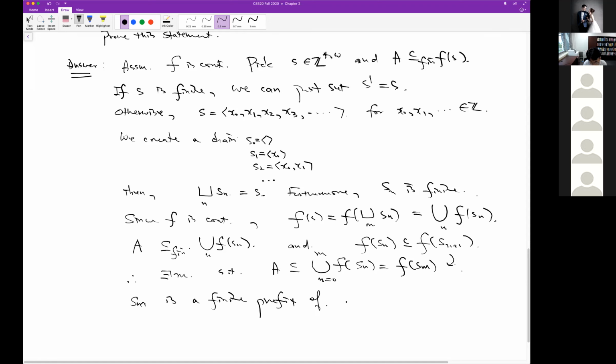Of S. And then it also satisfies the required property, which is that it contains the chosen finite set A. Okay, so that's how we can complete the proof.